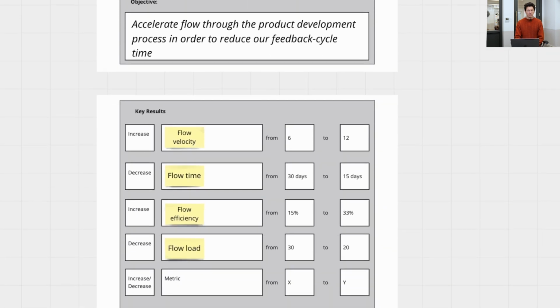The key results they finished with were increase the flow velocity from 6 to 12, decrease the flow time from 30 days to 15 days, increase the flow efficiency from 15% to 33%, and decrease the flow load from 30 to 20.